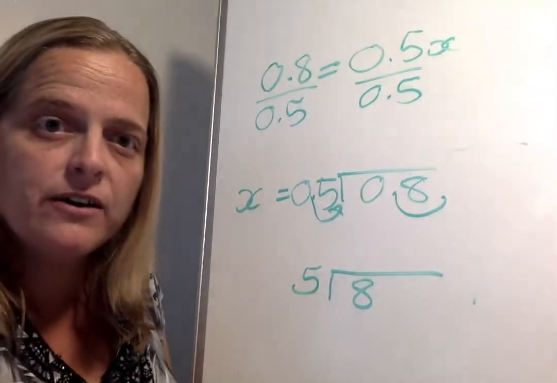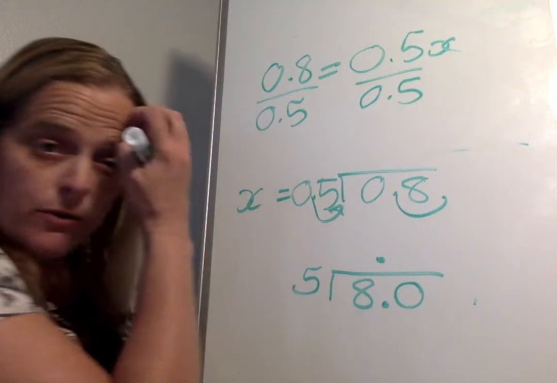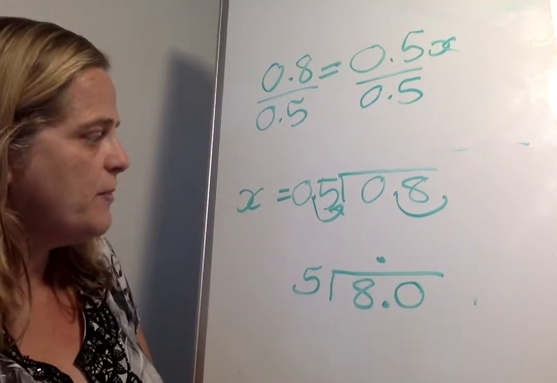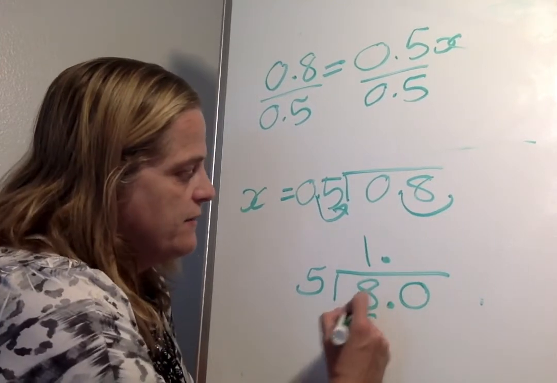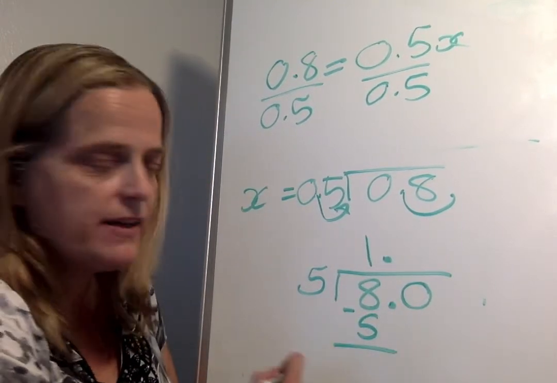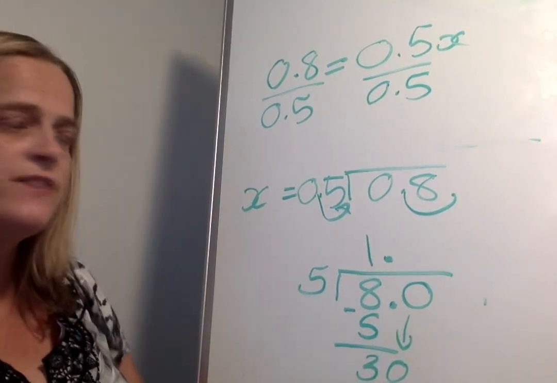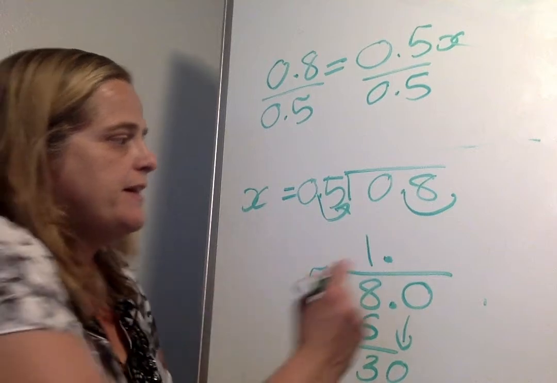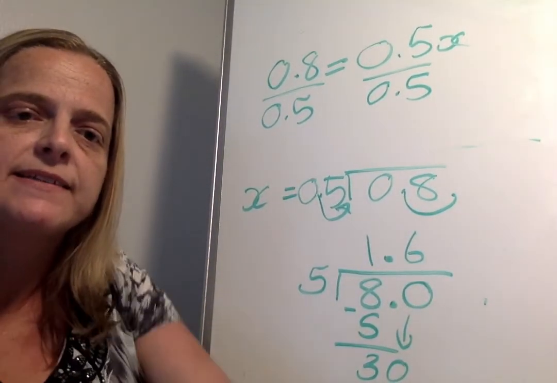And I can already tell we're going to have a remainder and whatnot. So I'm going to add my decimal and add a 0 just to keep going. Okay? How many times is 8 divided by 5? One time. 5 times 1 is 5. 8 subtract 5 is 3. Bring down the 0. How many times is 30 divisible by 5? 6 times. So therefore, x equals 1.6. So whatever you're doing, balance that equation and use the inverse operation. You've got this. I know you have.